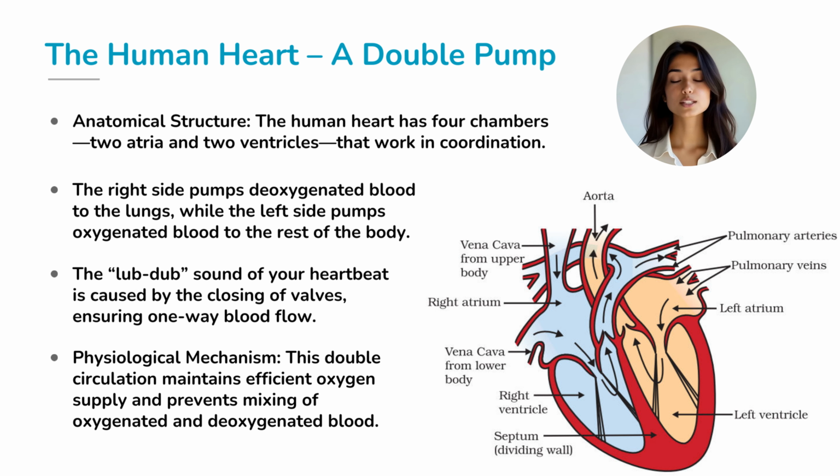The right side pumps deoxygenated blood to the lungs for purification, while the left side pumps oxygen-rich blood to the rest of the body. That lub-dub sound you hear during a heartbeat? It's caused by valves closing to ensure blood flows in only one direction. This double circulation prevents mixing of oxygenated and deoxygenated blood, which makes our system highly efficient. Look at this labeled diagram of the human heart. Notice the chambers, valves, and arrows showing the direction of blood flow.